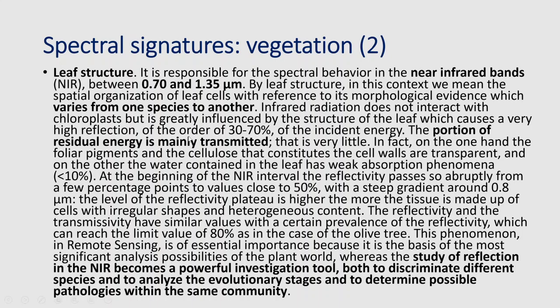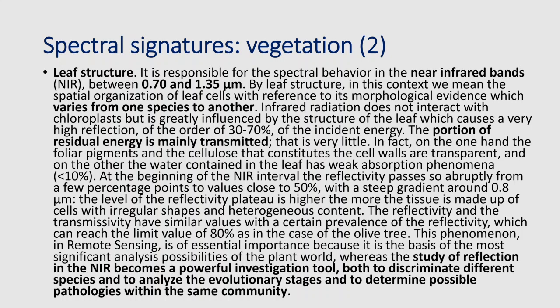Then the portion of residual energy is mainly transmitted, that is very little. In fact, on the one hand, the foliar pigments and the cellulose that constitutes the cell walls are transparent, and on the other, the water contained in the leaf has weak absorption phenomena, less than 10%. At the beginning of the near-infrared interval, the reflectivity passes so abruptly from a few percentage points to values close to 50%, with a steep gradient at around 0.8 microns.